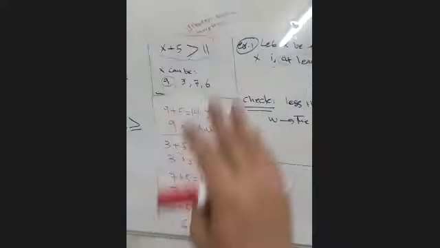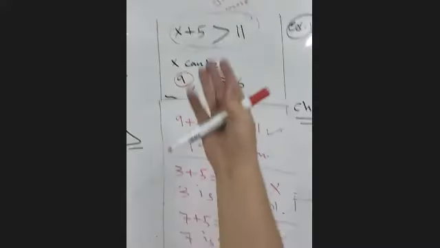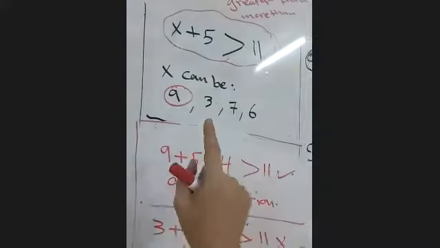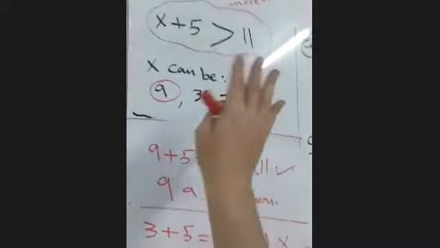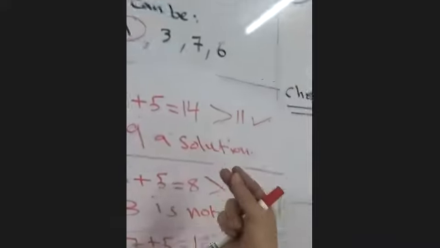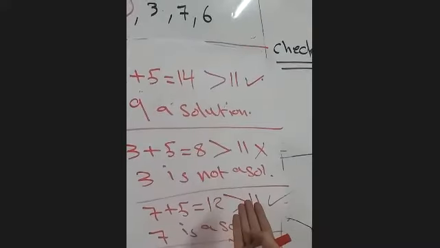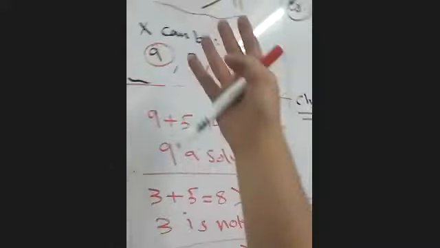I did this with Hussein, guys, so you know how to tell if a given number is a solution or not. To know that, we replace the variable by the value, then check. If we have a correct statement, we say solution. If we have an incorrect statement, we say not a solution. This is the idea, and I will stop here.